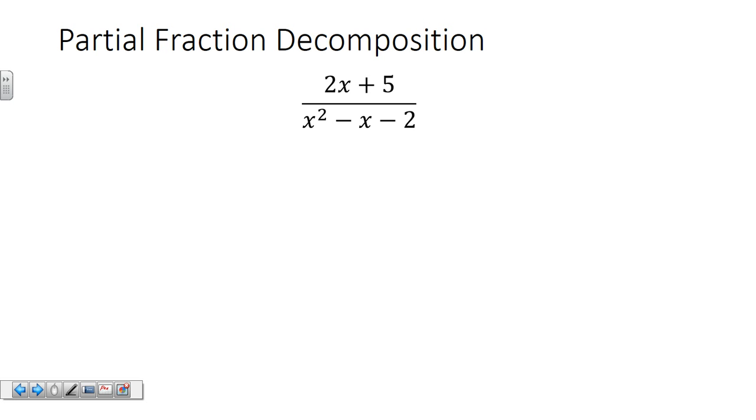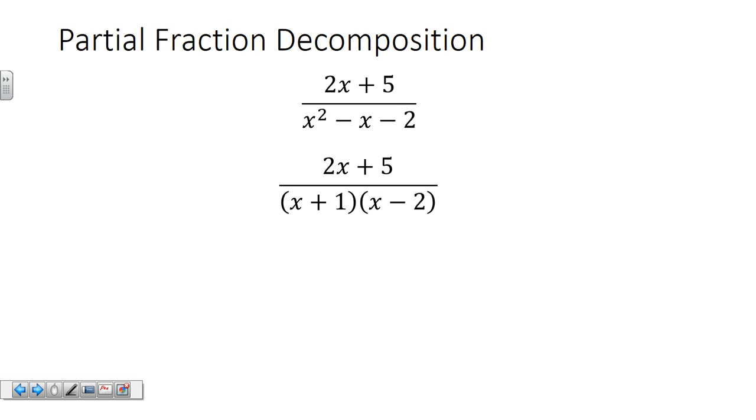So our first step is to factor the bottom. It's a nice basic quadratic, isn't too difficult. It factors into x plus 1 times x minus 2, and you should be able to do that. And now what we want to do is break this up into a fraction that is over x plus 1 plus a fraction that's over x minus 2.